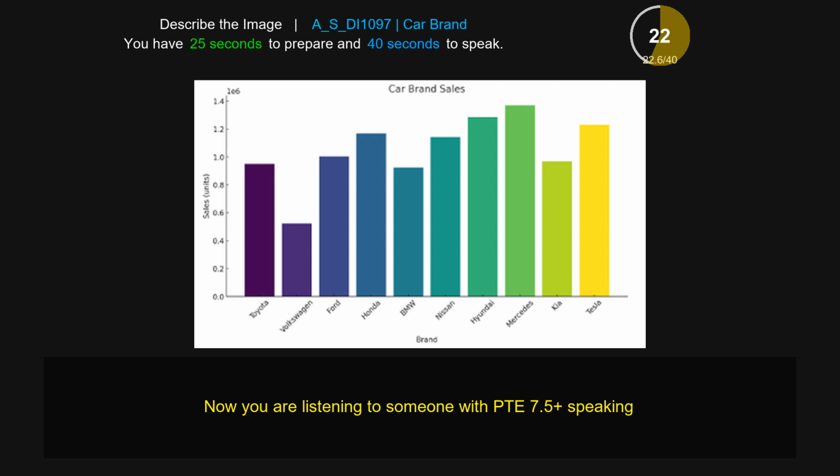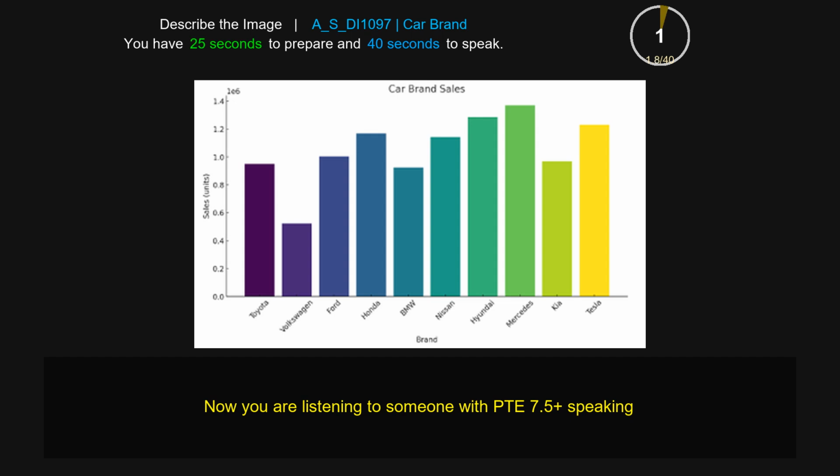There are different colors in this picture: black, blue, green, yellow, black, white. One of the values, the highest, is 1.4, covered by Mercedes, and another, the lowest, is 1.0, covered by Toyota. Overall, the picture was very informative.